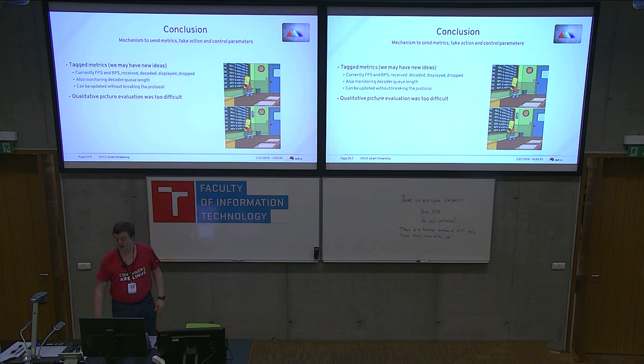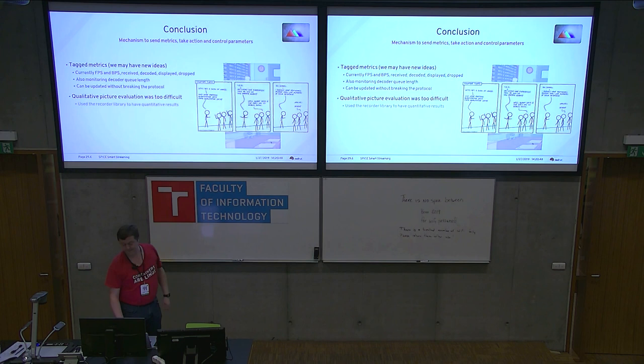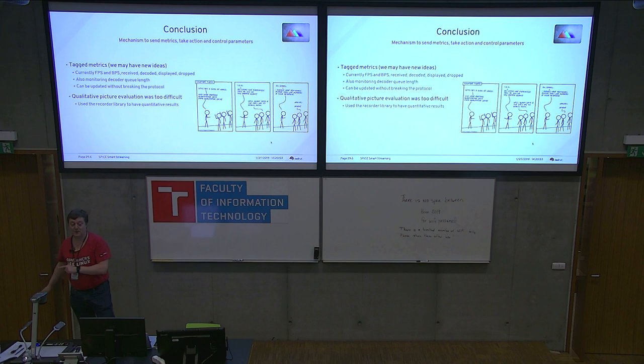I used this instrumentation because qualitative picture evaluation was way too difficult. It's like the game of seven differences between the top and bottom. If you don't adjust things to see what happens, you can't really compare by just watching a screen and trying to remember how it was before. I used the recorder library to have quantitative results from which I derived qualitative results. I let you read this little thing here.